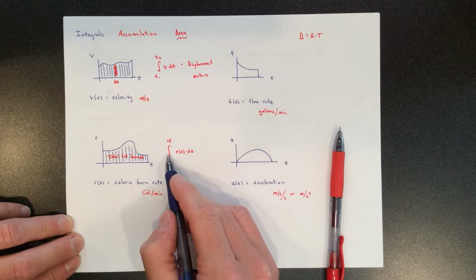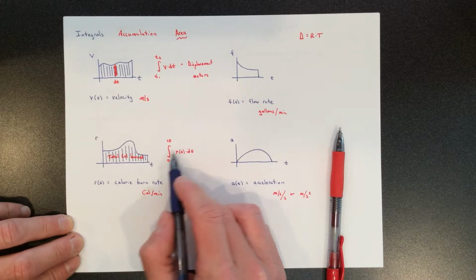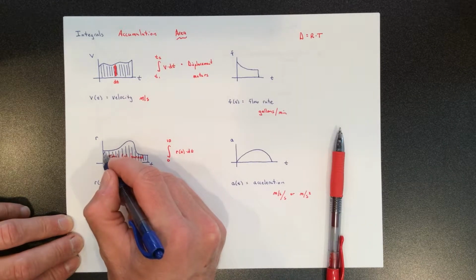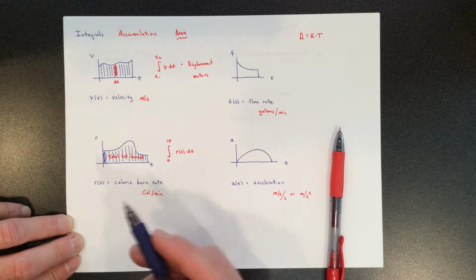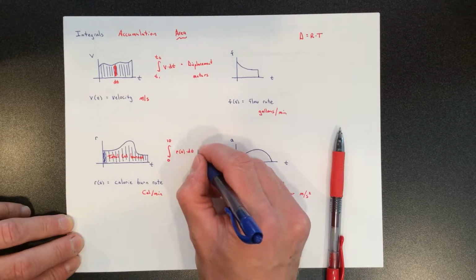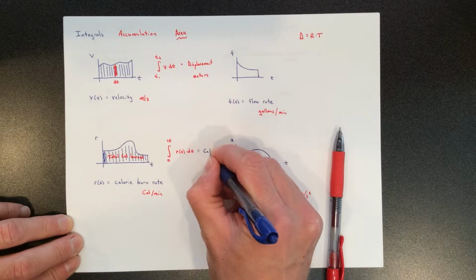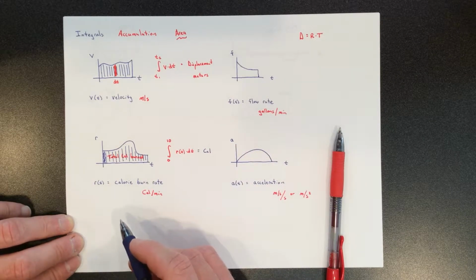And we accumulate all of those rates times their times. We accumulate all these individual calories, and we add up all the calories burned from each section, and then we get the total number of calories. So this answer would just be calories. It'd be the total calories burned in that particular time interval.